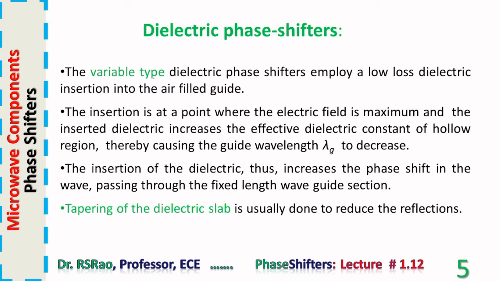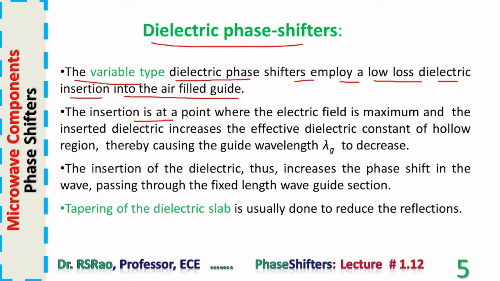A few points regarding dielectric phase shifters. The variable type dielectric phase shifters employ a low loss dielectric insertion into the air-filled guide. The insertion is at a point where the electric field is maximum and the inserted dielectric increases the effective dielectric constant of the hollow region, thereby causing the guide wavelength lambda g to decrease.